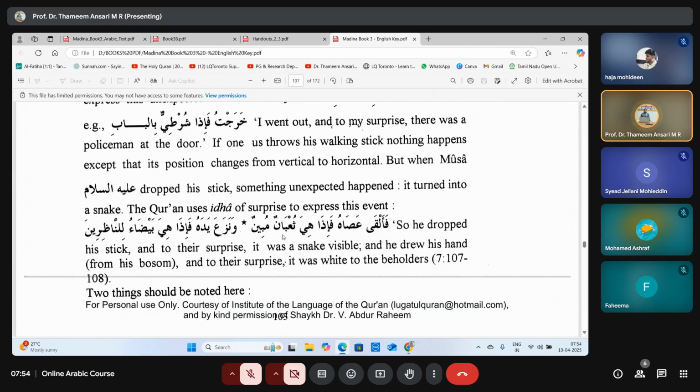فَأَلْقَى عَصَاهُ فَإِذَا هِيَ ثُعْبَانٌ مُبِينٌ وَنَزَعَ يَدَهُ فَإِذَا هِيَ بَيْضَاءُ لِلنَّاظِرِينَ. So he dropped his stick, and to the surprise, there was a snake visible. And he drew his hand from his bosom, and to their surprise, it was white to the beholders. Holy Quran, chapter number 7, verse number 107 and 108.